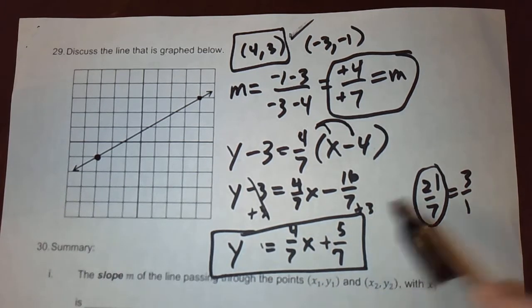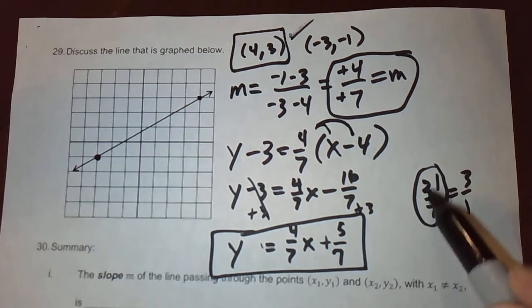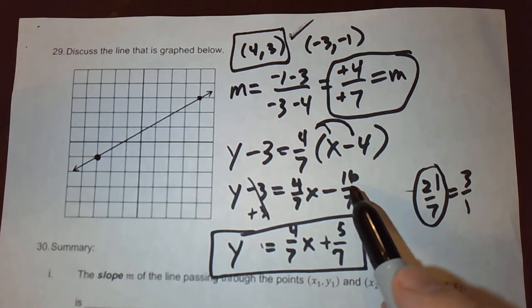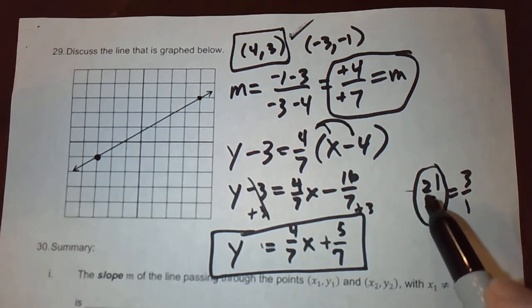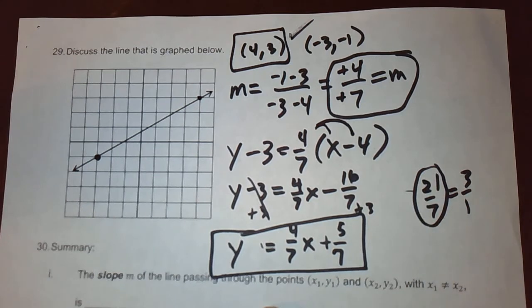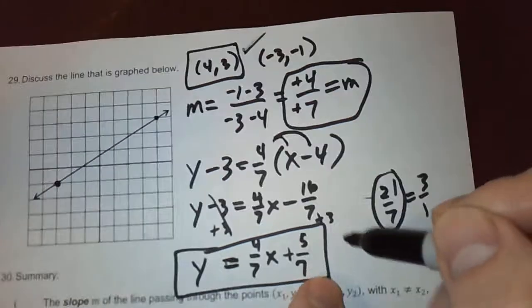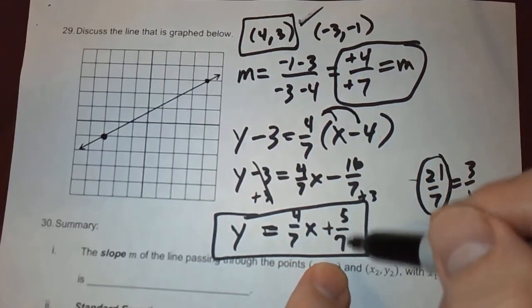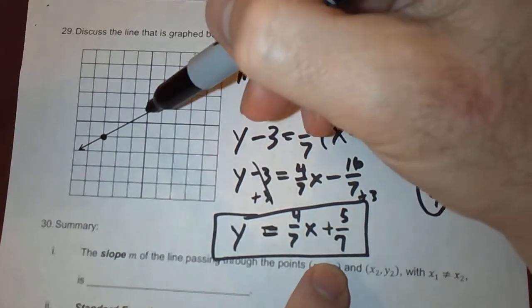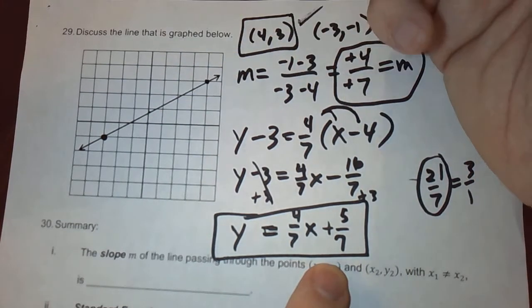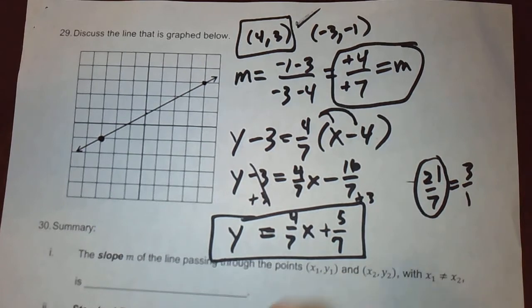And then when I added 3 over here, 3 is equal to 21 over 7. I needed a common denominator. So -16 over 7 plus 21 over 7 gives us 5 over 7. So just as a sanity check here, the y-intercept here is 5/7. That's almost 1. So that's actually what the height is right there. That's 5 over 7. Okay, that's our last example in this section.